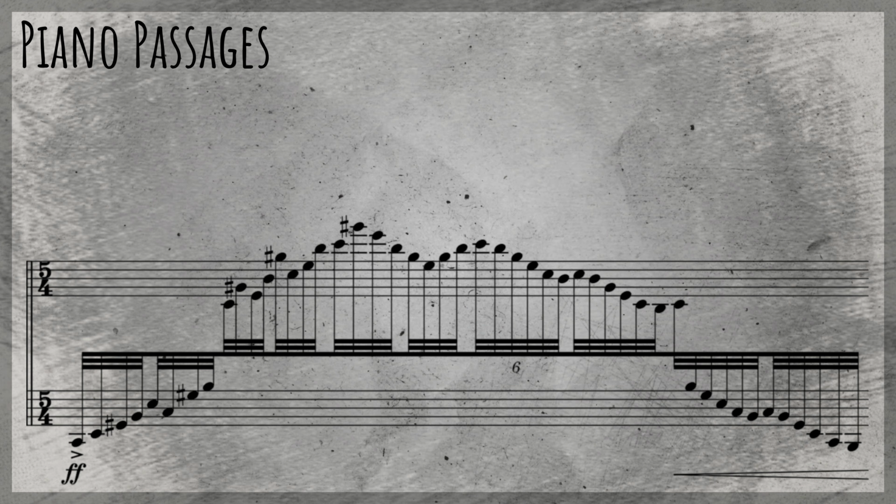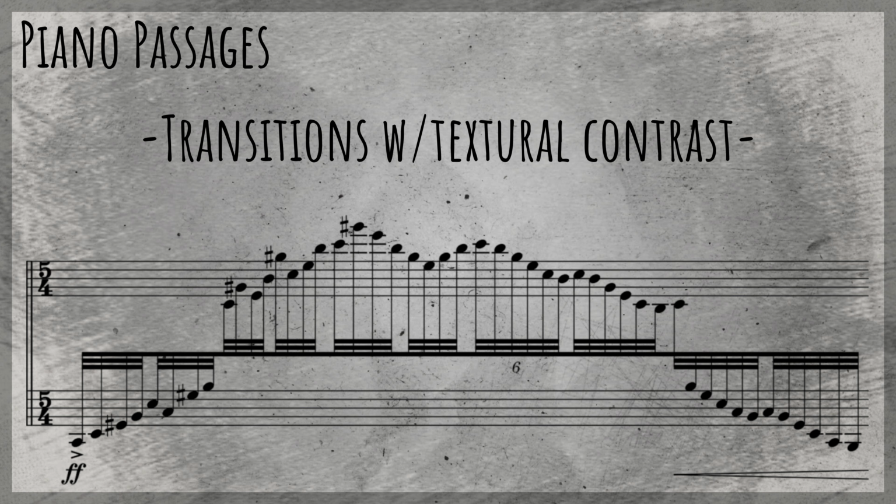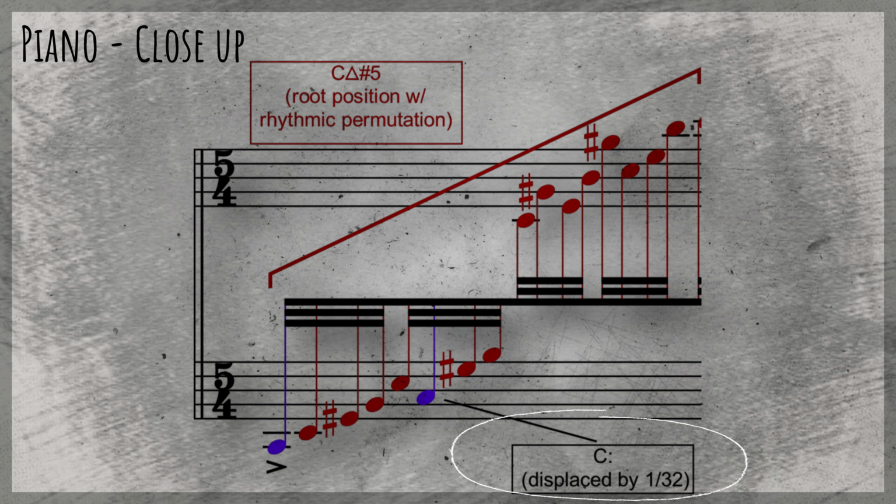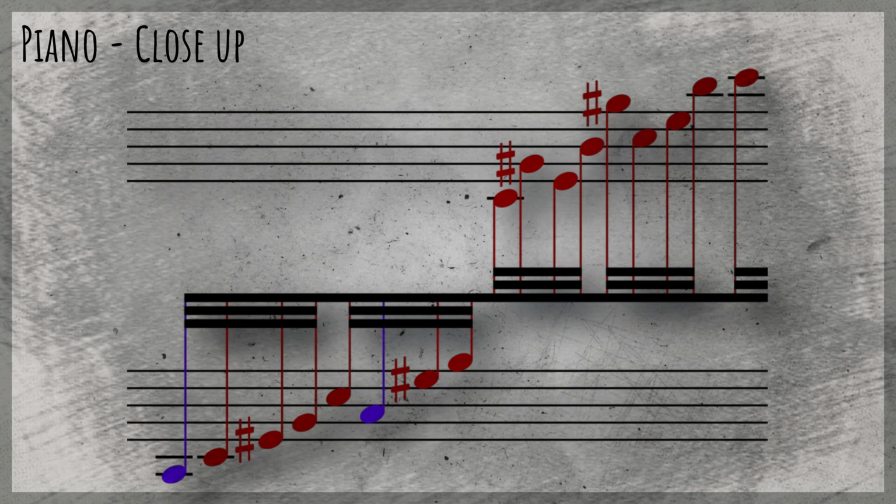Texturally speaking, the piano passages are rhythmically dense. They appear twice in the excerpt and function as transitions that provide textural contrast. The first transition starts with a root position arpeggio containing rhythmically displaced pitches.